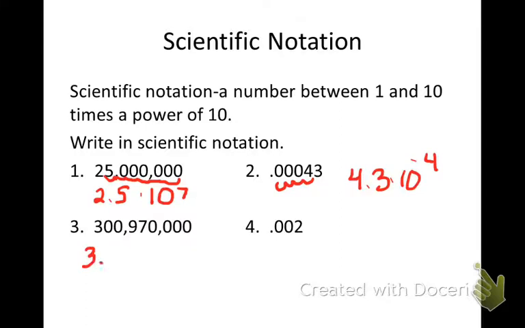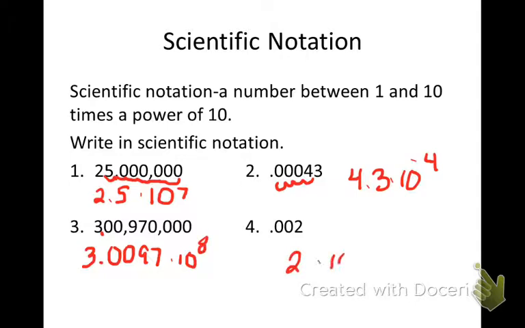We can only leave off zeros that are at the end, so we can't leave off these two middle ones, so it could be 3.0097 times 10 to the, if we put it here, how many you got to move it? 1, 2, 3, 4, 5, 6, 7, 8. So it would be times 10 to the 8th.